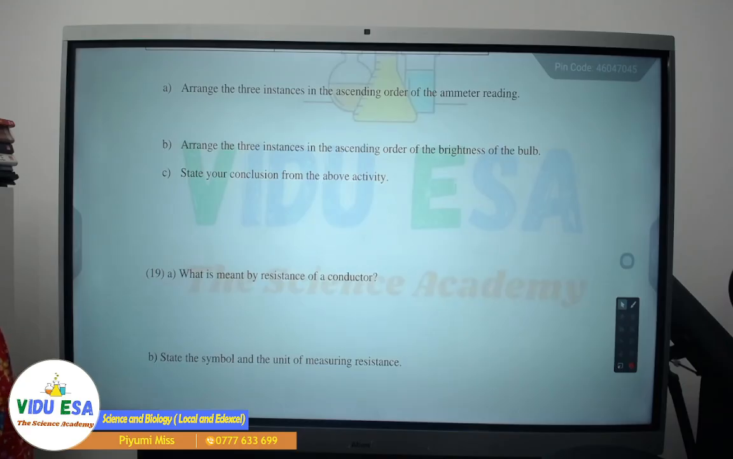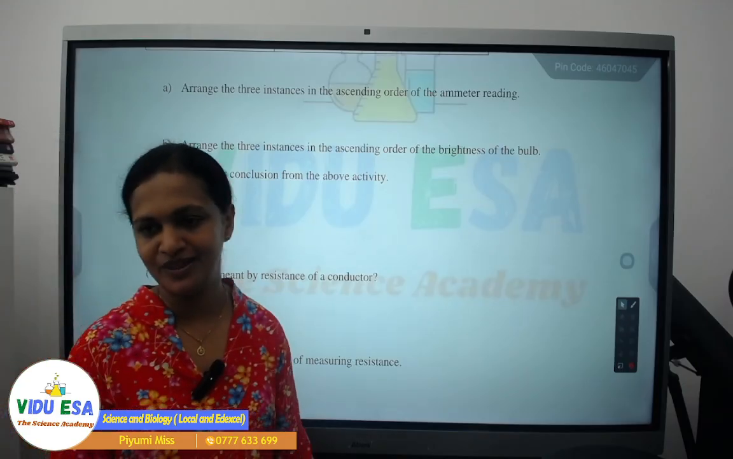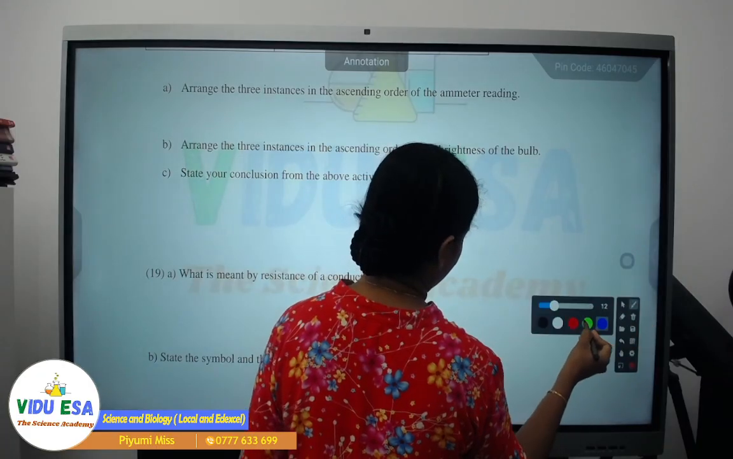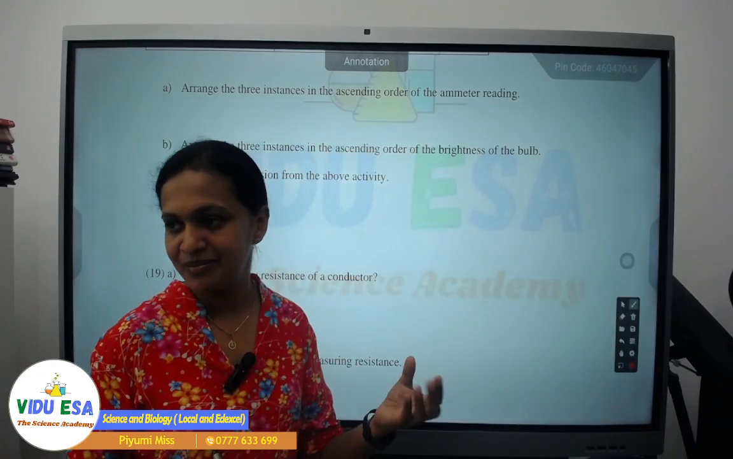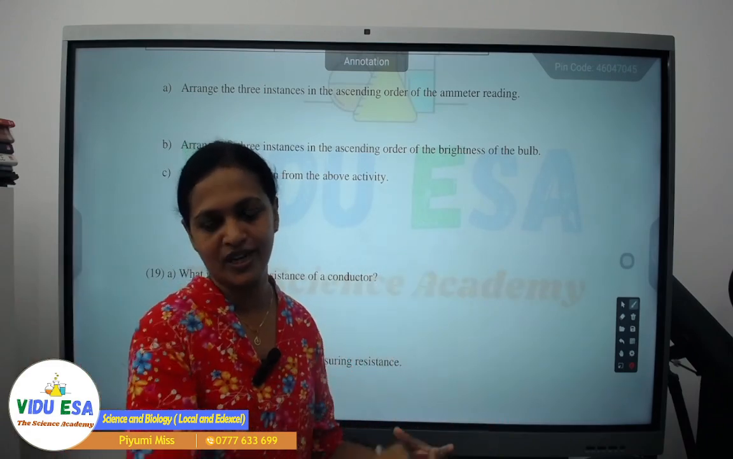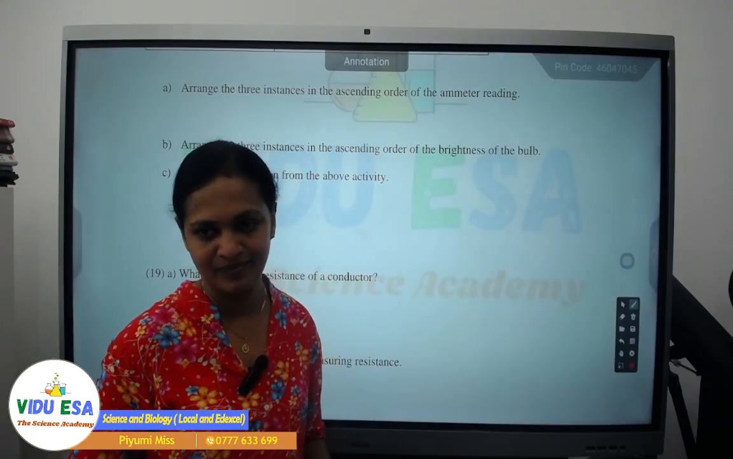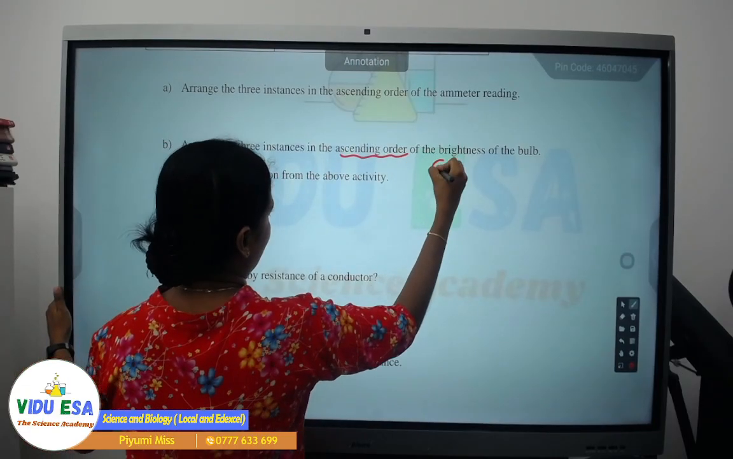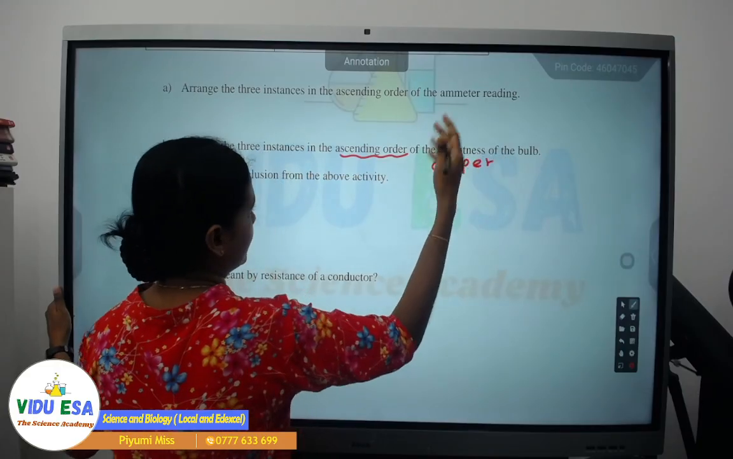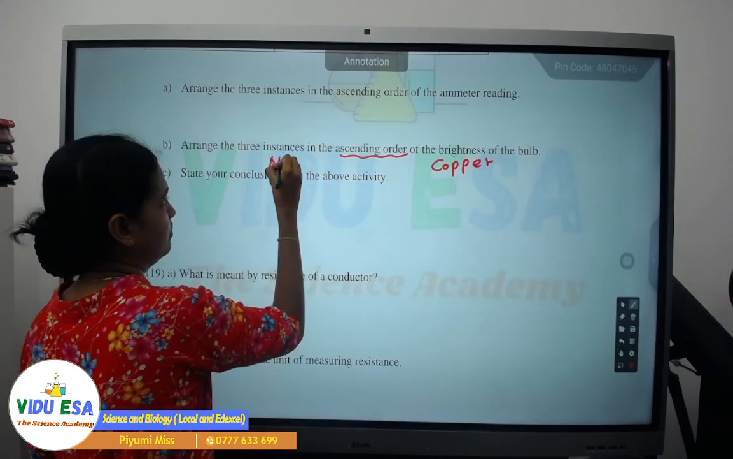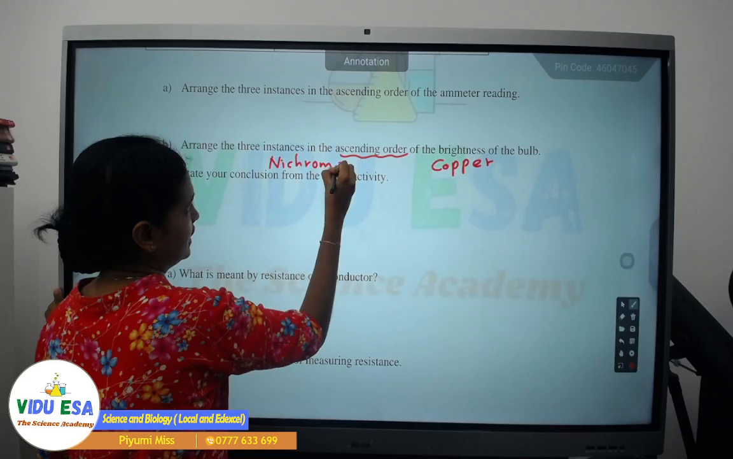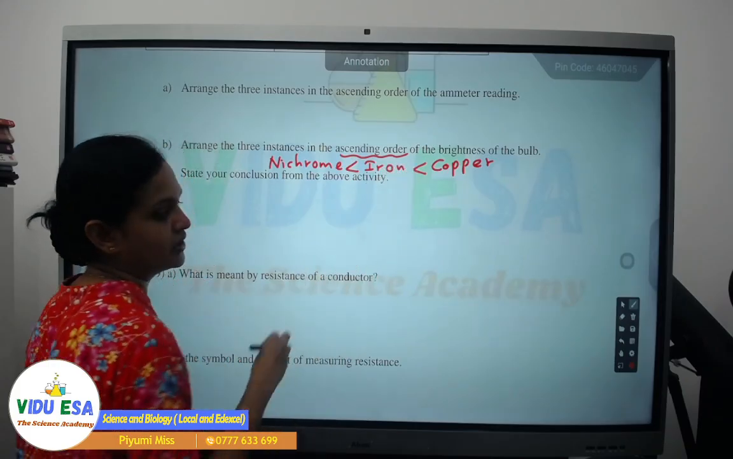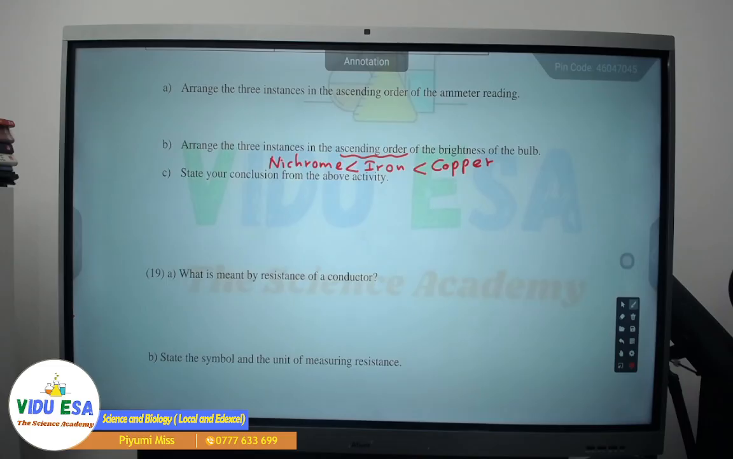Arrange the three instances in the ascending order of the brightness of the bulb. What happens to the brightness of the bulb? When more current passes, the brightness increases, right? When there is a greater flow of current, the brightness of the bulb is also high. So when you have connected the copper wire, the brightness would be the highest, and it would be the lowest when you have connected the nichrome wire. In between, you will find iron. The same order is there for current.